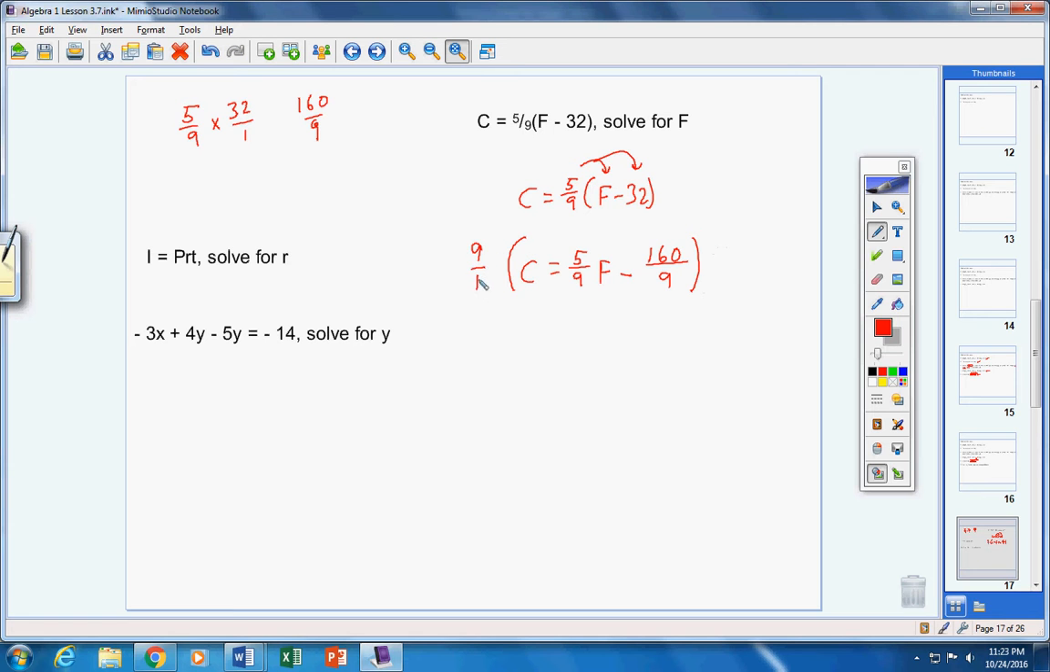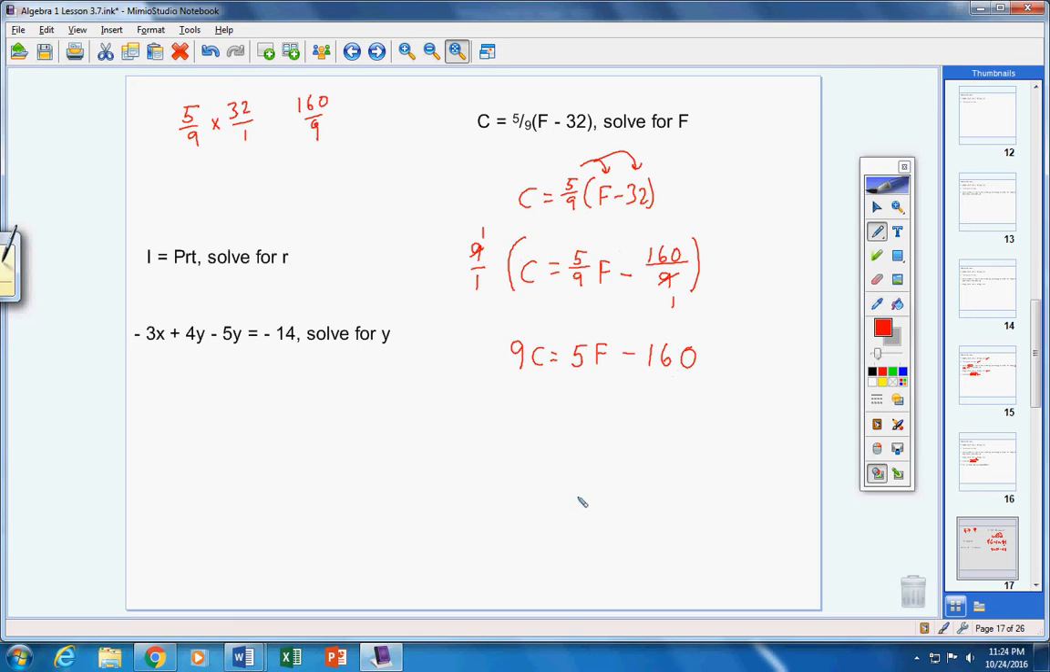9 over 1. 9 times C is 9C. Now watch. 9 over 1 times 5 over 9. Your 9's would cancel, leaving you with 1 times 1 in the bottom. 1 times 5 is 5. So 5 over 1, or just 5, F. 9 over 1 times 160 over 9. It's a positive times a negative. Your 9 would cancel. 1 times 1 is 1. 1 times 160 is 160. So step 2 is completed.